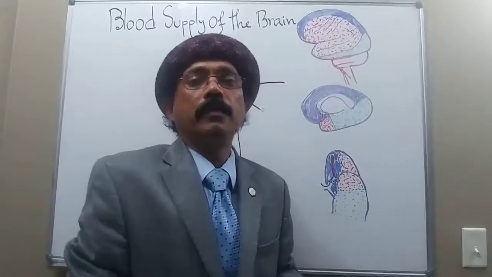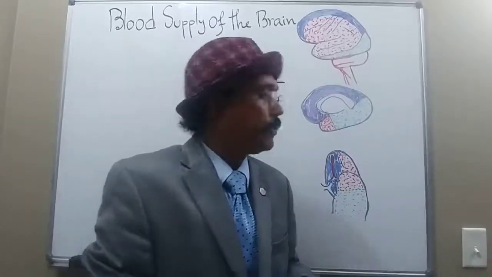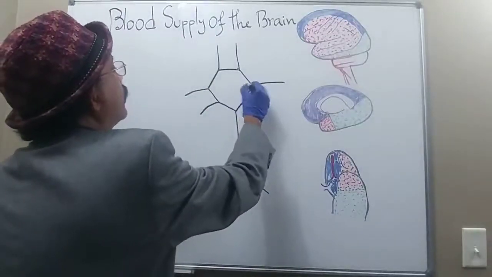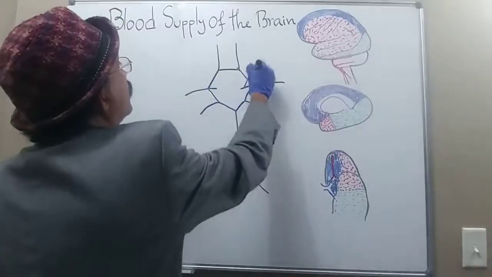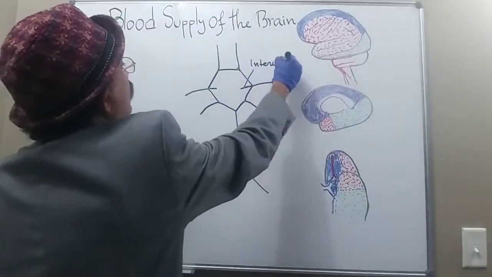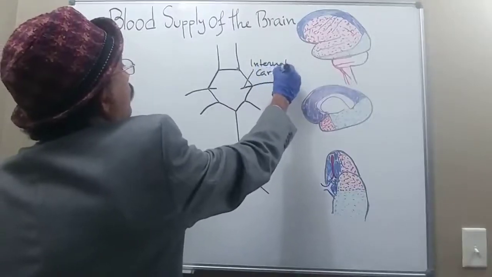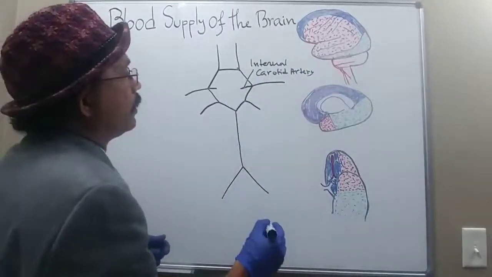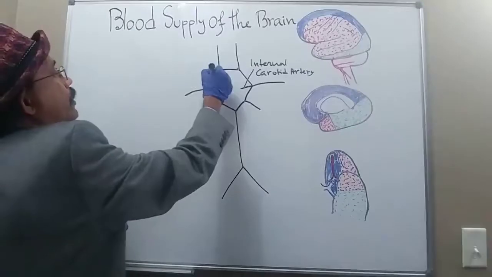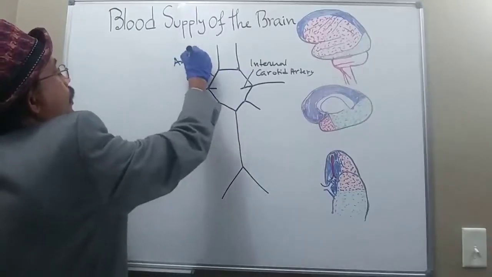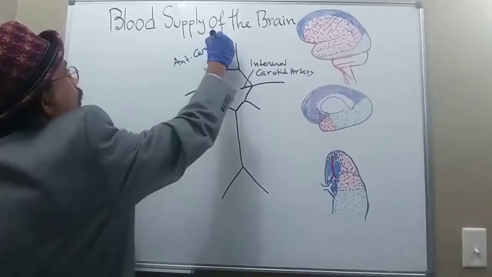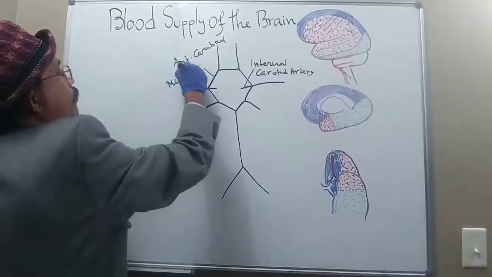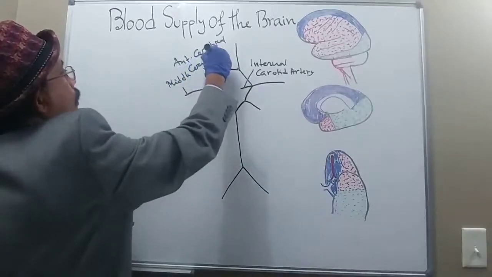in the subarachnoid space, and our main contributors are the internal carotid arteries. The internal carotid artery has branches like the anterior cerebral artery, and this is the middle cerebral artery.